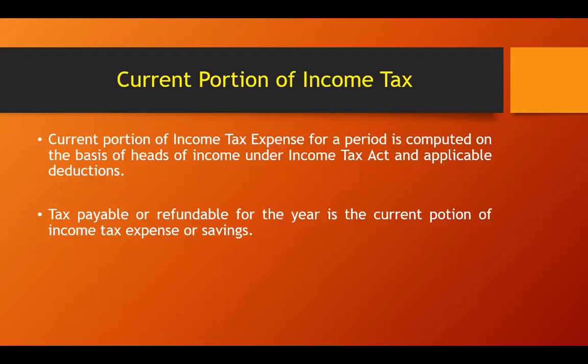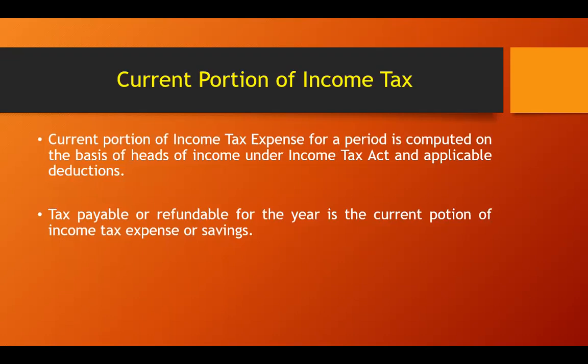As I told you in the beginning, on the debit side of the profit and loss account, PBT minus tax has two portions. One is the current portion and the other is the deferred portion. What is the current portion of the income tax? The current portion of the income tax expense for an accounting period or a previous year is computed on the basis of the heads of income under the Income Tax Act and applicable deductions.